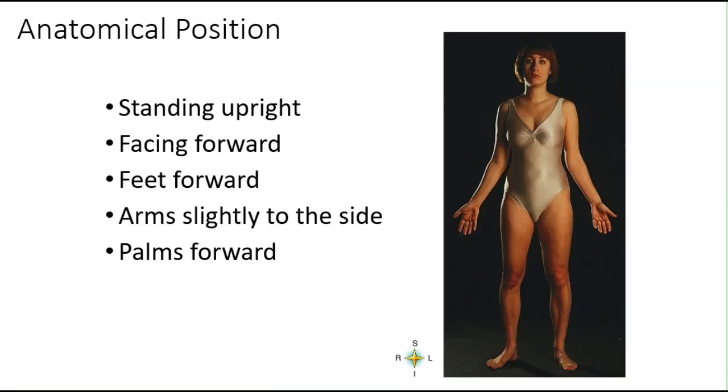The first terminology we should know in anatomy is anatomical position. What is anatomical position? Anatomical position is when someone is standing upright and facing forward, the feet are facing forward and are as wide as the shoulders, and the palms of the hands are facing forward also. It is called anatomical position.